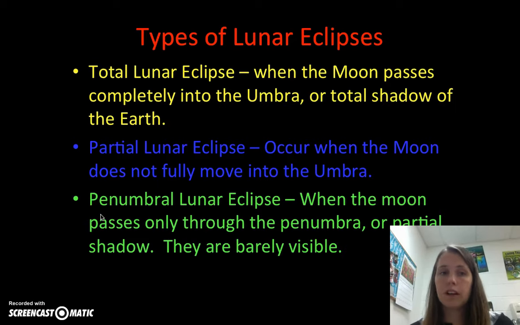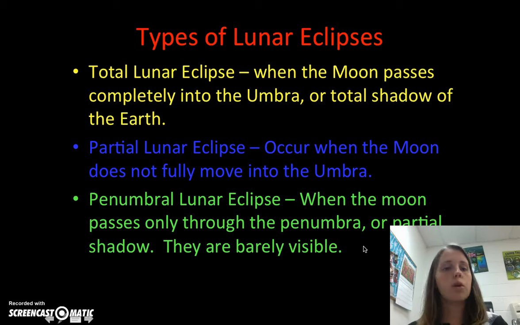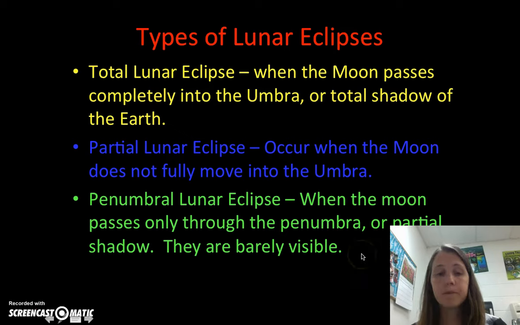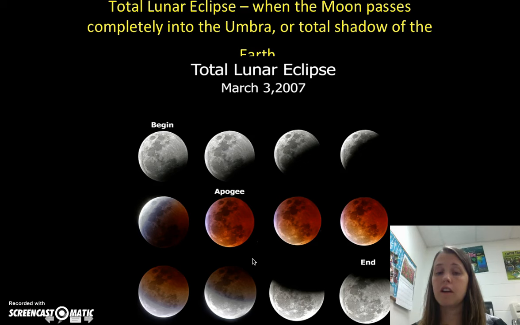So types of lunar eclipses. You've got your total lunar eclipse when the moon passes completely into the umbra or total shadow of the Earth. So that would be the area right here. When the moon's completely there in the Earth's shadow, that would be a total lunar eclipse. You have partial lunar eclipses, which occur when the moon does not fully move into the umbra. When it's somewhere in between the penumbra and the umbra, that would be a partial lunar eclipse. And then you get penumbral lunar eclipses, when the moon only passes through the penumbra or partial shadow, and they are only partially visible.